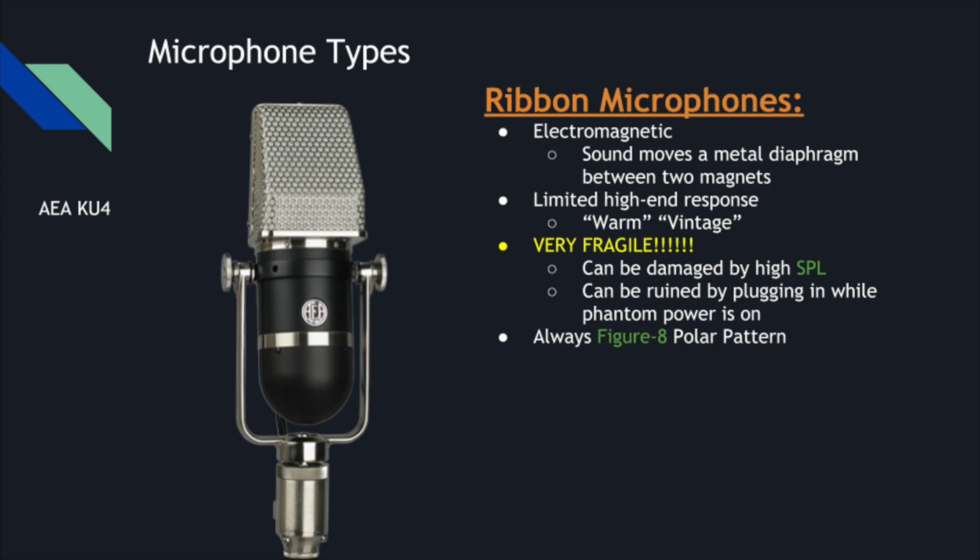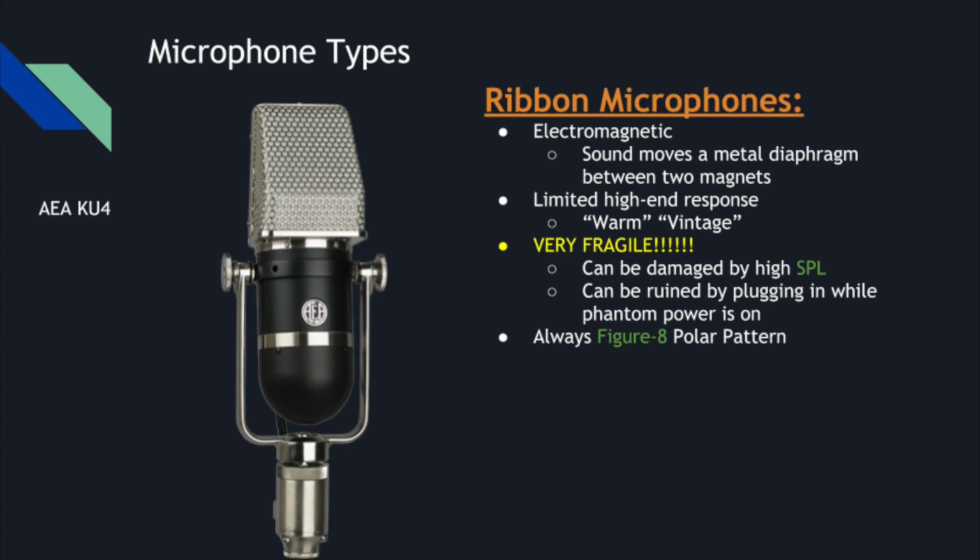They are extremely fragile. That metal ribbon that runs between the two magnets is very thin. You could likely break it just by running your finger across it. So they can't even really handle that much SPL. It's not a good idea to use a ribbon microphone on the snare drum if someone's going to be playing really loud. It's not a good idea to use it on a guitar amplifier that's going to be turned up all the way.